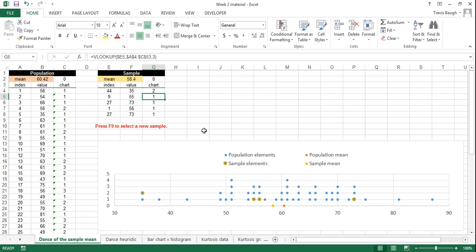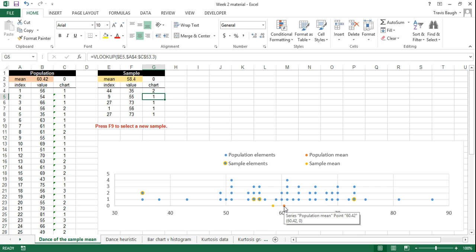So I've selected 5 values, and then I've calculated the mean of those 5 values, and that is shown on this yellow dot on the horizontal scale, and you can see for this particular sample that it was a little bit less than the population mean. Now I am going to press F9, and this is going to randomly select another sample of 5 from the population, so you'll see these values up here changing, and you'll also see down here that the yellow dots will now show different elements from the population being sampled, and we'll probably see this sample mean shifting.